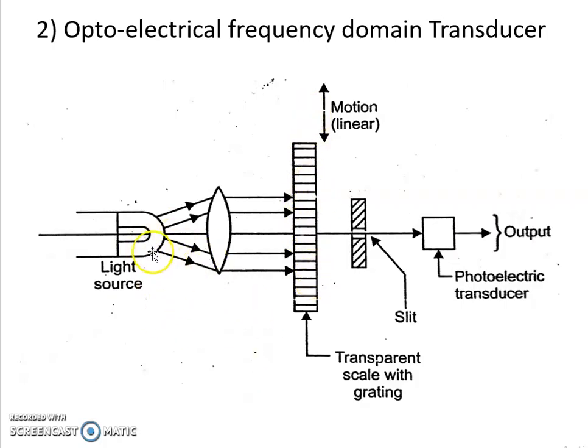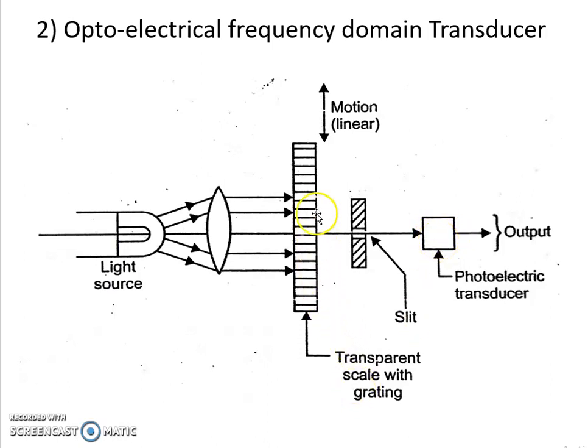Now there is a light source and there is a photoelectric transducer which produces a pulse upon detecting light. So now when the light source emits light radiation, this light radiation passes through the transparent scale through the pitch of the grating, and then passes through the slit and falls upon the photoelectric transducer. Then a voltage pulse will be produced when light falls on this photoelectric transducer.